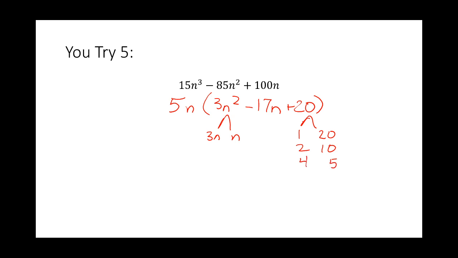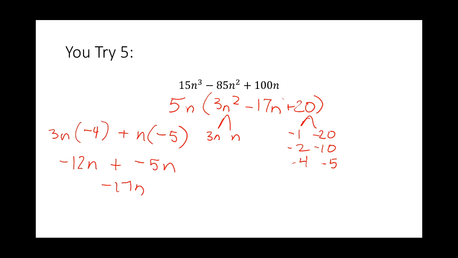But we notice that the middle term is negative and the outer terms are positive, which means that it's only going to be these three options with the negatives on them. Now I can check them all. You checked them all and you found that 3n times negative 4 works plus n times negative 5. 3n times negative 4 is negative 12n. n times negative 5 is minus 5n. That's negative 17n, which is what you wanted.